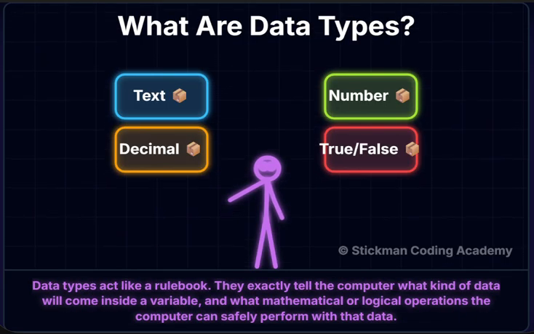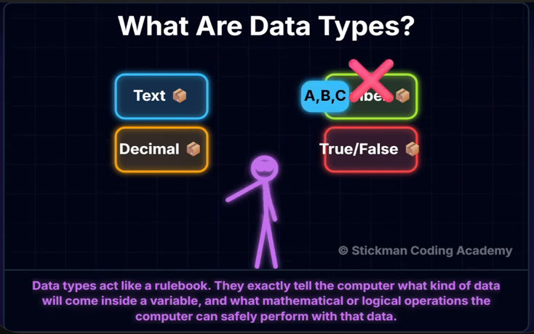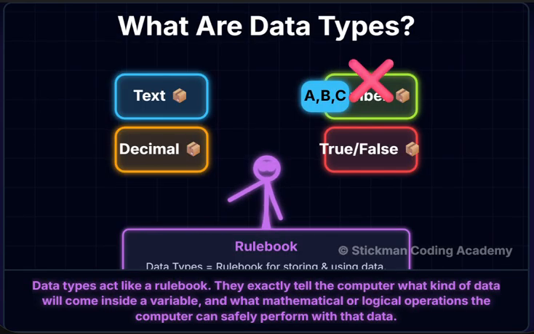Data types act like a rulebook. They exactly tell the computer what kind of data will come inside a variable and what mathematical or logical operations the computer can safely perform with that data.